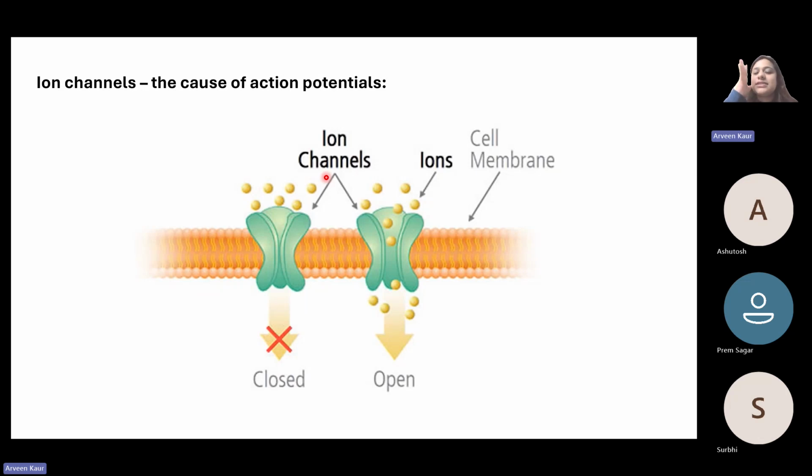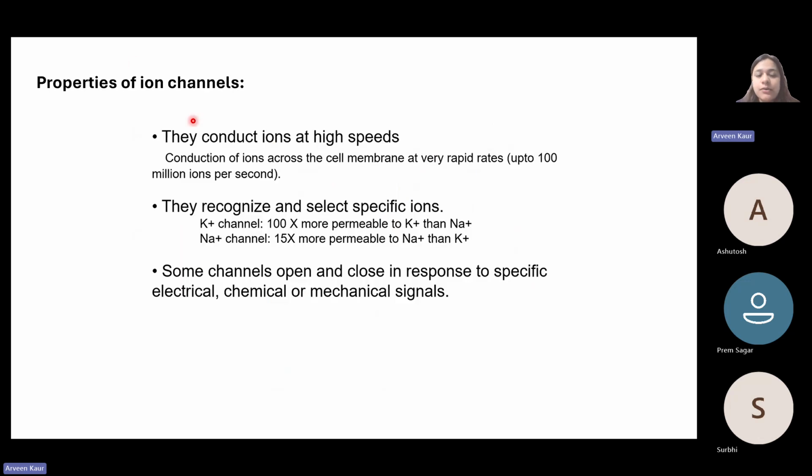So these ion channels are the ones that are actually causing these action potentials to occur, right? So what are the properties of these ion channels if we want to understand this? They conduct ions at high speeds, the conduction of ions across the cell membrane at very rapid rates, up to 100 million ions per second. So it is that high, that rapid. They recognize and select specific ions. So there will be a specific chloride ion channel, specific potassium ion channel, specific sodium ion channel.